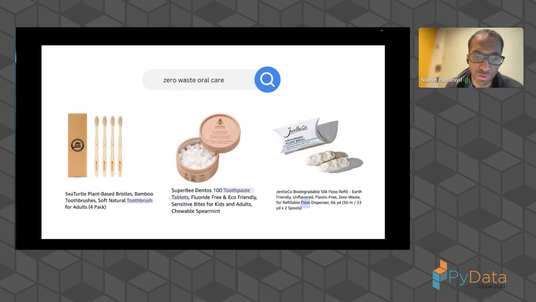Here's another example of an ambiguous intent: zero waste oral care. What is the user searching for here? Are they searching for toothbrushes? Are they looking for zero waste toothpaste tablets? Or are they looking for floss? Again, if you just go with matching the tokens in the query and the item title, you may not come up with a good enough approach.